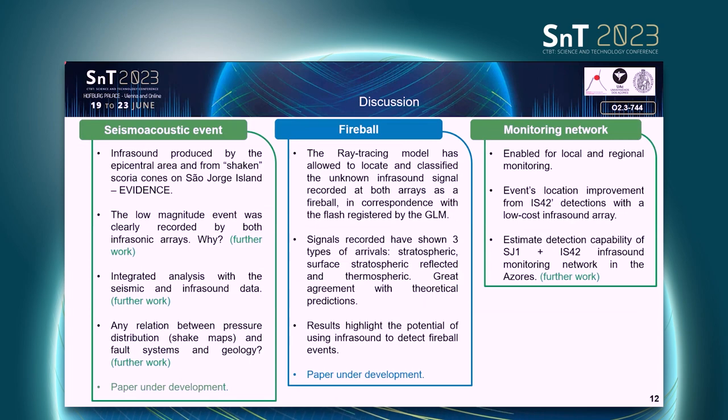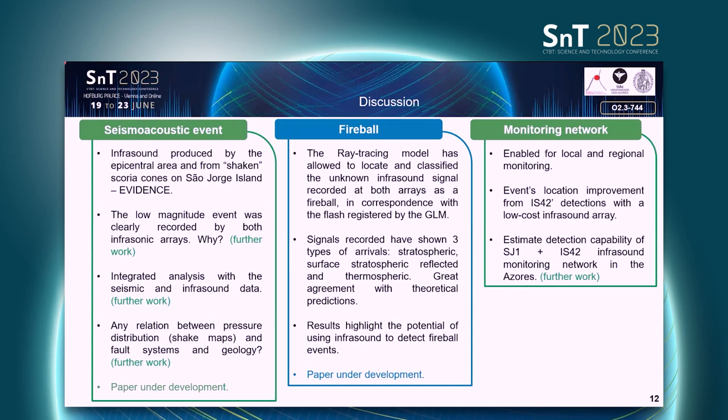There's a paper under development on this event. Regarding the bolide, as I already told you, the ray tracing together with the GLM data allowed us to locate the event at around 40 kilometers altitude. This was an event that showed the three types of arrivals.